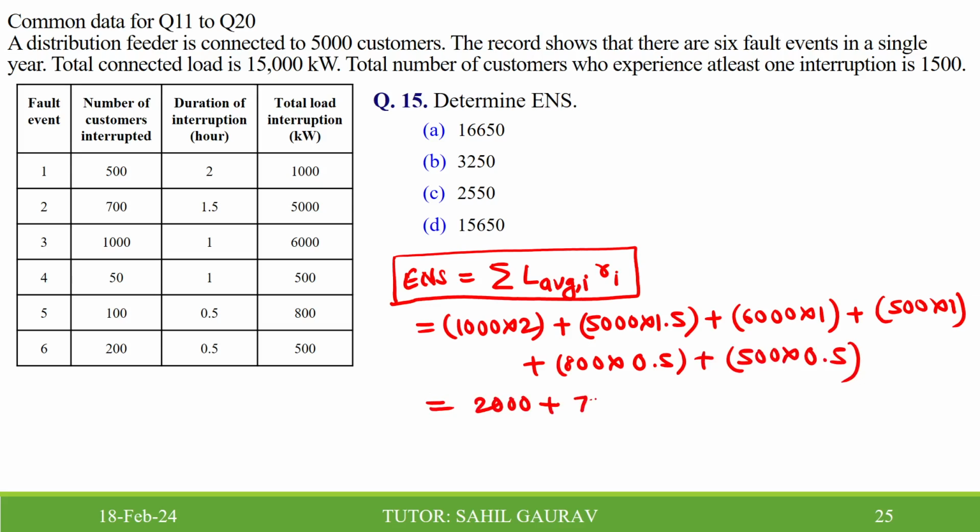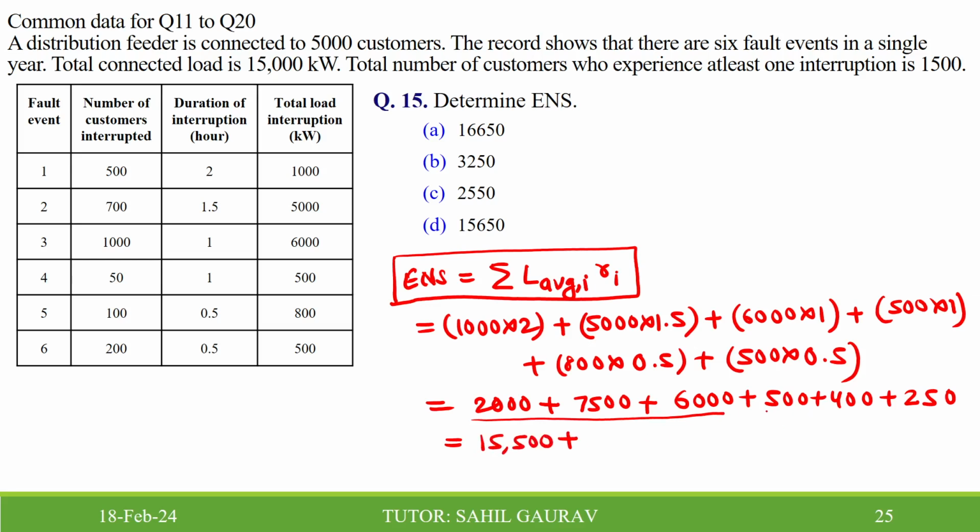2000 plus 7500 plus 6000 plus 500 plus 400 plus 250. Adding all this will give you 16,650 kilowatt hour. Therefore A is the correct answer.